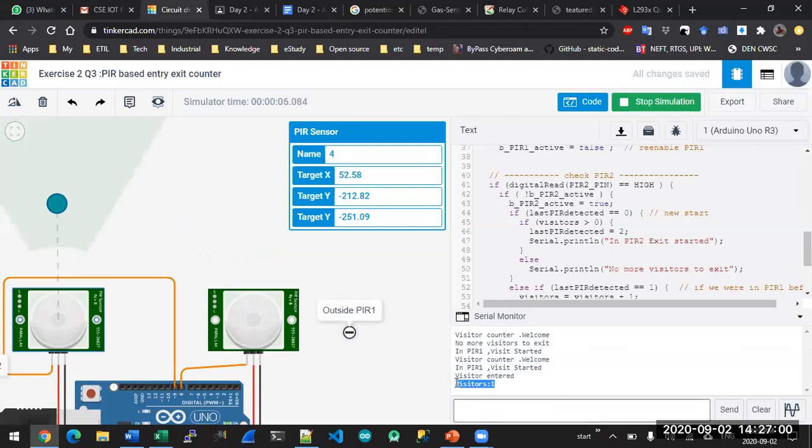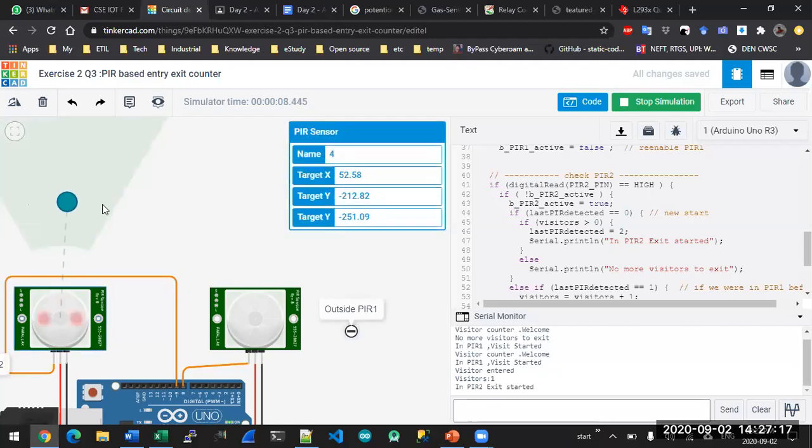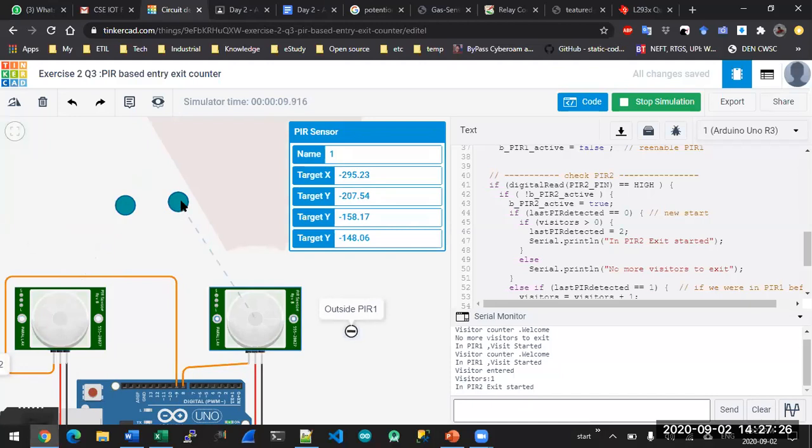Now similarly for the exit condition, the person is moving from left to right. That means it will first cross the inside sensor PIR2. So the person will be moving like this from left to right. So it is printed in PIR2, "exit started", and then the person will move across the outside sensor, left to right, sorry, like this. And you can see "visitor exited", and the visitors count is now decremented to 0.